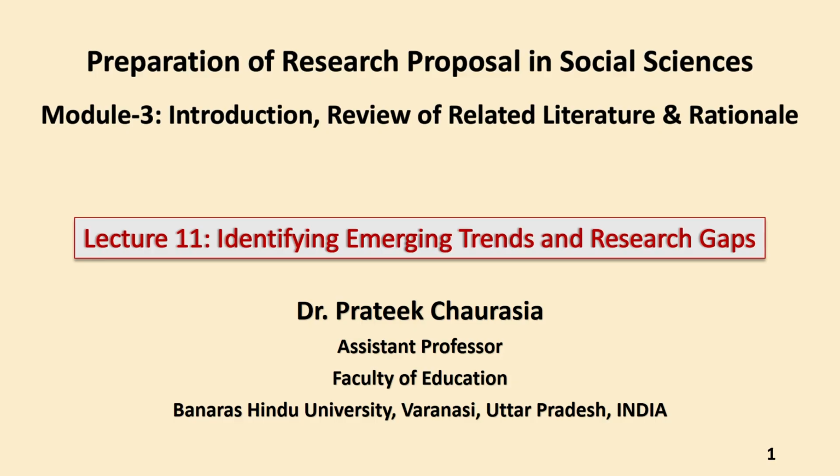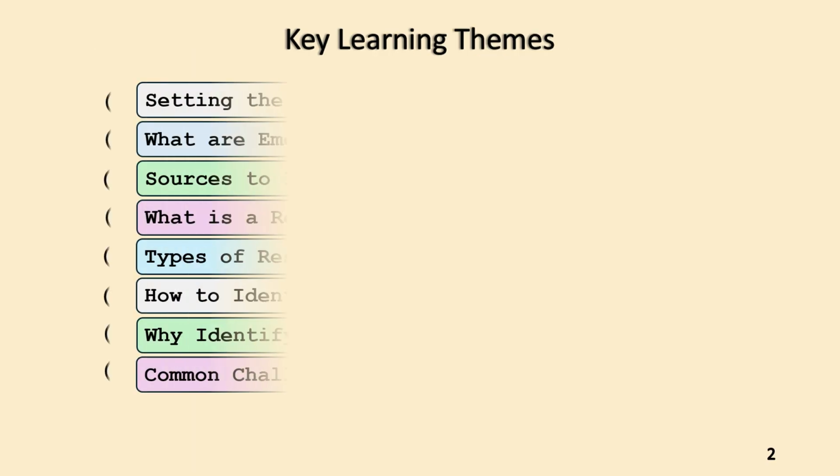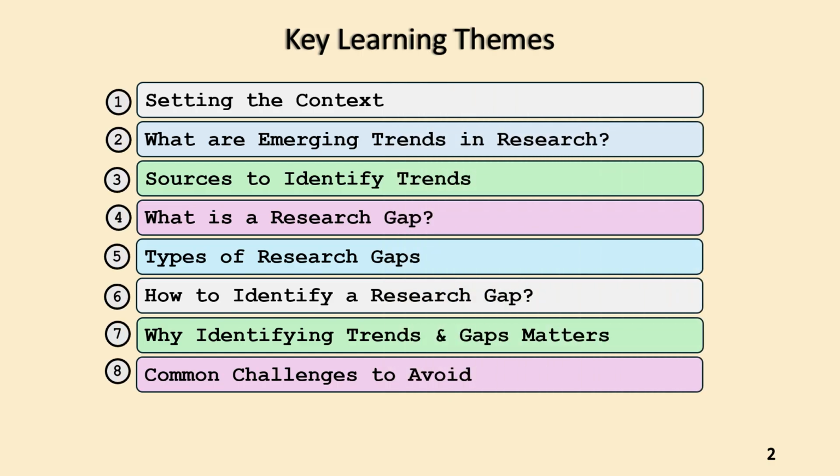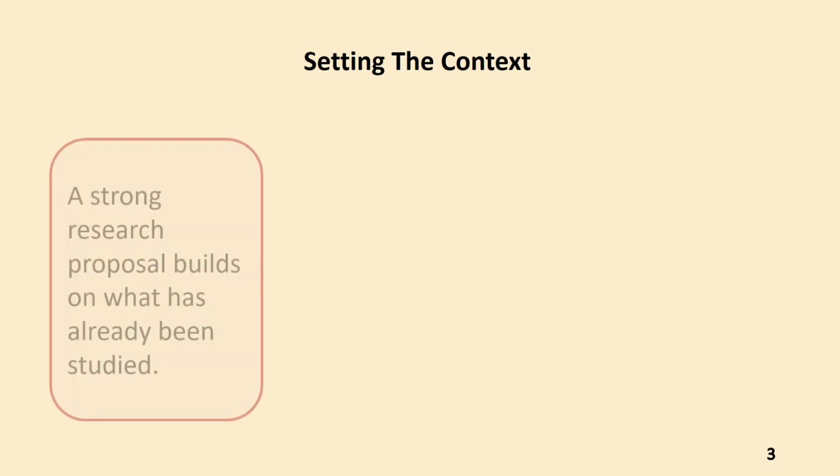So let us begin. Key learning themes for today's lecture: setting the context. What are the emerging trends in research? Sources to identify trends. What is the research gap? Types of research gap. How to identify a research gap. Why identifying trends and gaps matters, and common challenges to avoid. So let us discuss all this one by one. Setting the context.